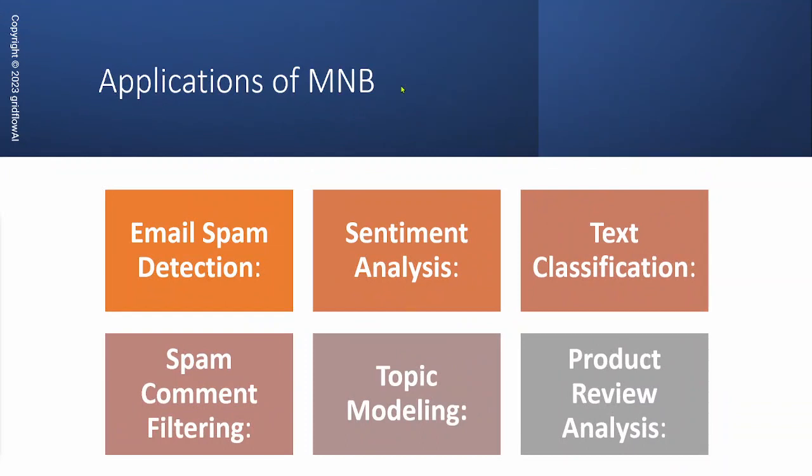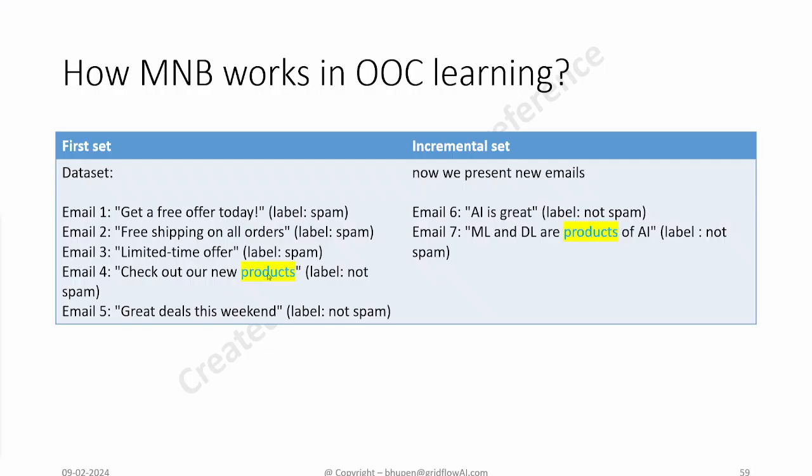The applications of multinomial naive Bayes is typically whenever we deal with discrete data or text data like spam detection or text classification or clustering the text data, so on and so forth. But how multinomial naive Bayes actually works, or how it is suitable for cases like out of core learning.